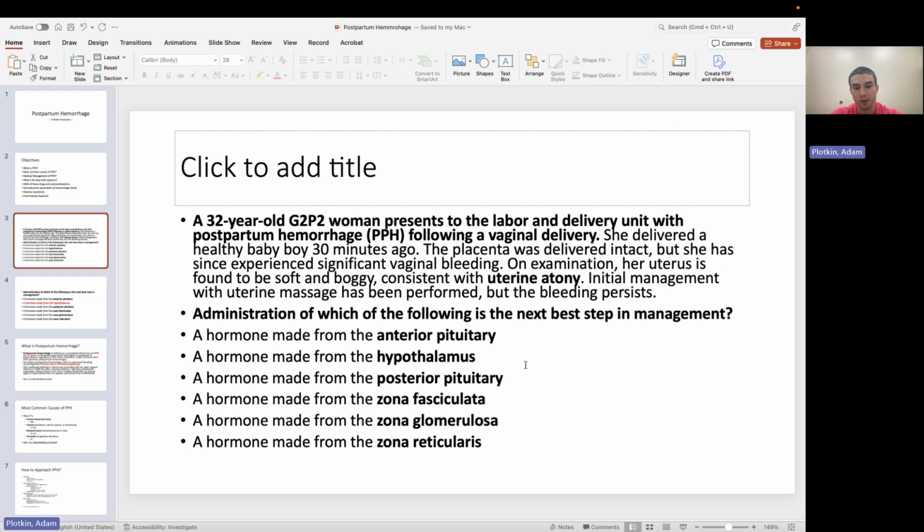On exam, her uterus is found to be soft and boggy, consistent with uterine atony. Initial management with uterine massage has been performed, but bleeding persists. Administration of which of the following is the next best step? And we have a hormone made from the anterior pituitary, the hypothalamus, posterior pituitary, zona fasciculata, zona glomerulosa, or zona reticularis. Okay, so take a second, think about if you can figure out what the answer would be. Pause your screen.